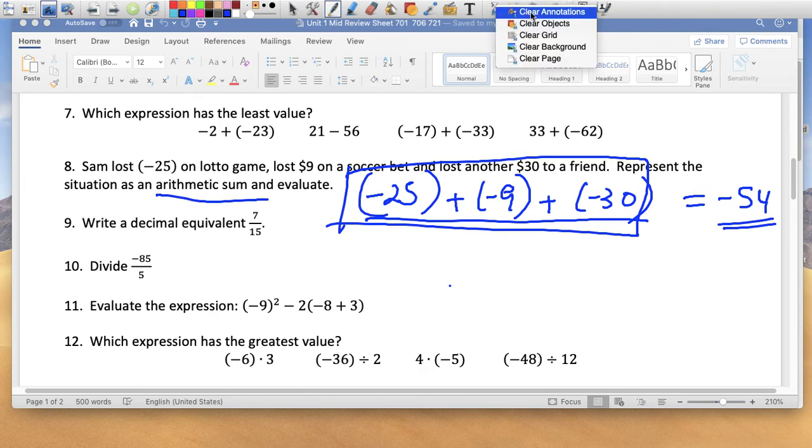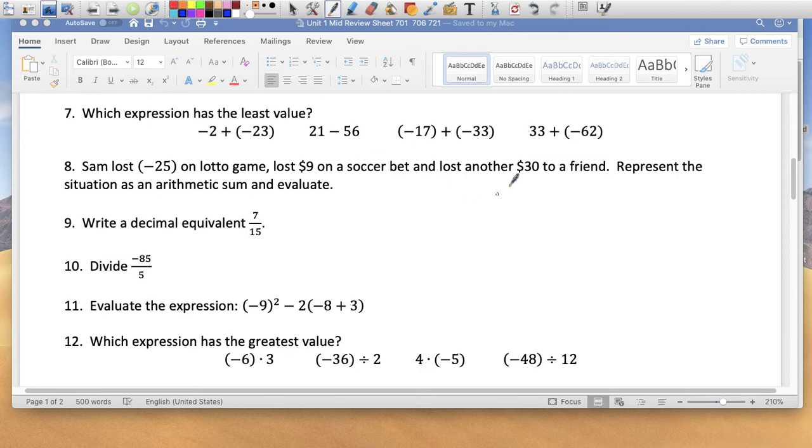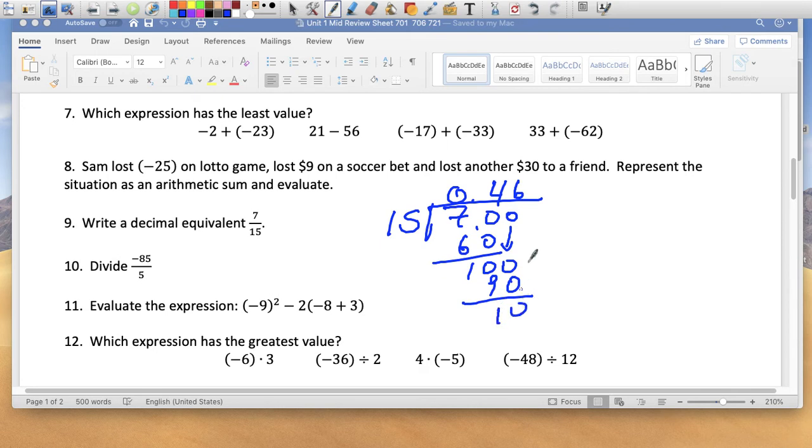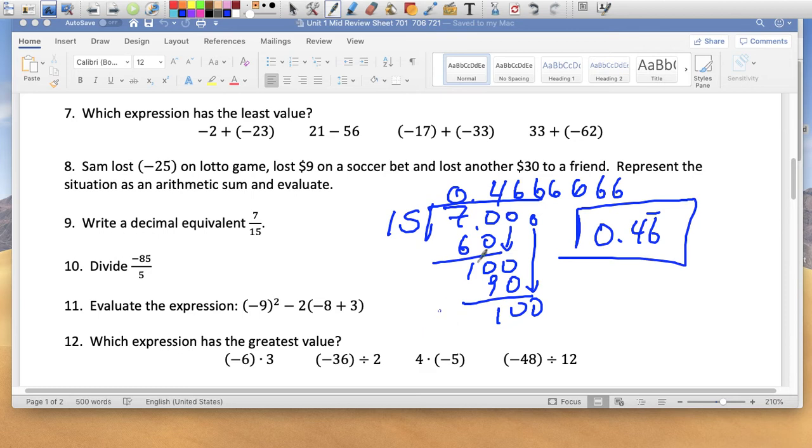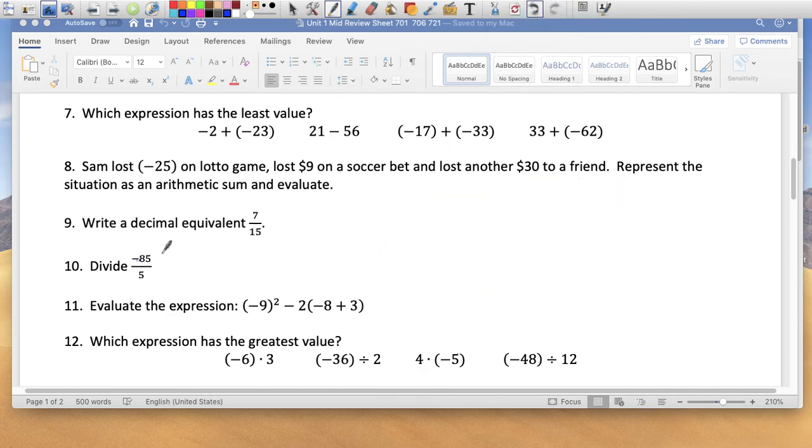Write the decimal equivalent. So this one is just 7 divided by 15. 0, 0, 5 is too much, 4, which is 60. 10 left over, bring another 0 down. 7 is too much, 6 is 90. 10 left over again, and now you can see that it's going to be 6 again. So it's going to be 6, 6, 6 forever and ever. And this is what I'm looking for: 0.46 with a bar notation on top of the 6, because that's the repeating digit.